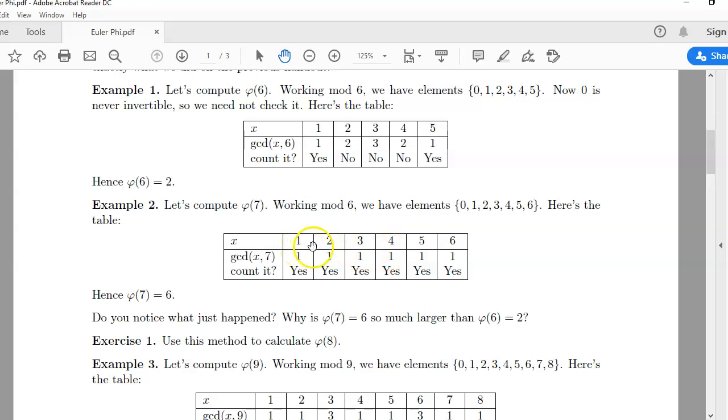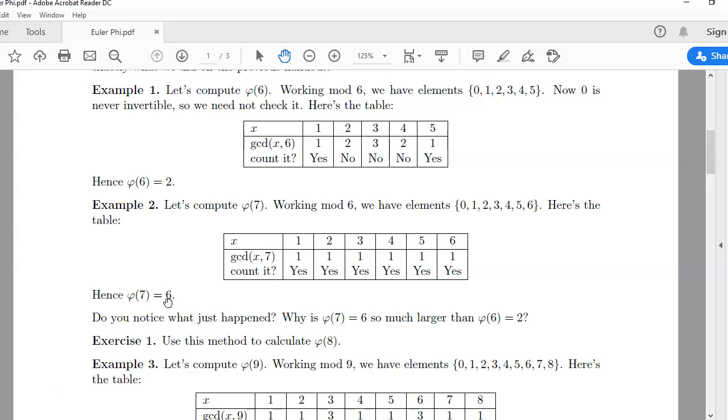But 1 and 7 is 7, and 2 and 7 don't share anything, and 3 and 7 don't share anything. None of these guys share anything with 7. And so every single answer you got here was a 1. Look at that. So you have 6 yeses here. And so phi of 7 is 6.